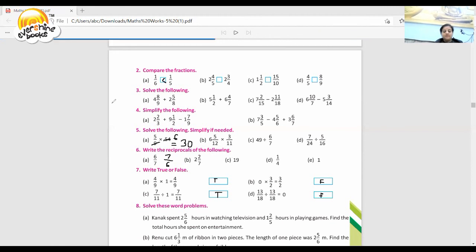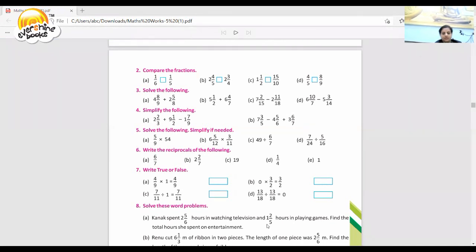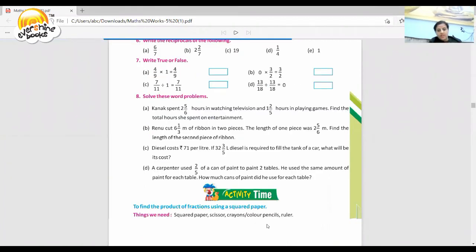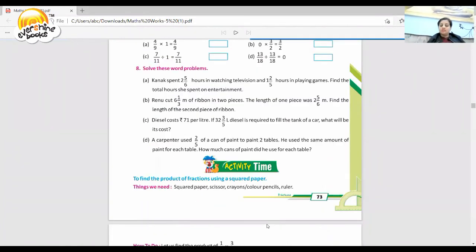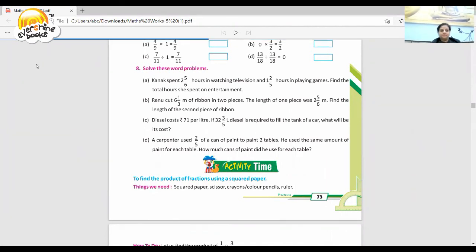Now solve these word problems. Kanak spent 2 whole number 5 upon 6 hours watching television, and 1 whole number 2 upon 5 hours playing. Find the total hours. Wherever total is given, you have to add the numbers. Renu has cut 6 whole number 1 upon 3 meter of ribbon into 2 pieces, and the first piece was given. What is the length of the second piece? You have to subtract.